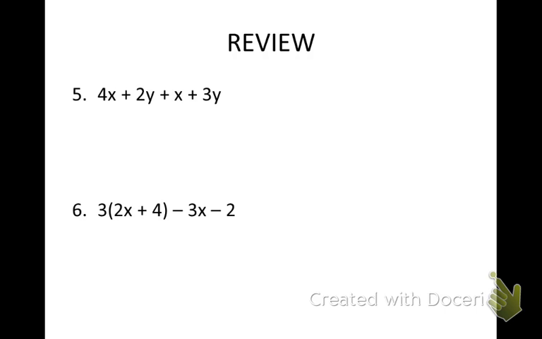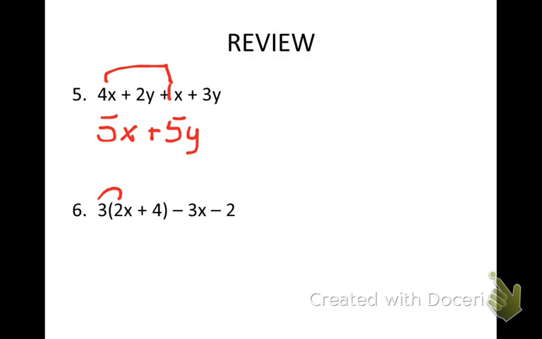Again, we're combining and simplifying, so I got a 4x. Do I have any other x's? Yes. And what is the number in front of there? It is a 1, so 4x plus 1x would be 5x. 2y, any other y's? Yes, plus 3y would be 5y. So 5x plus 5y.